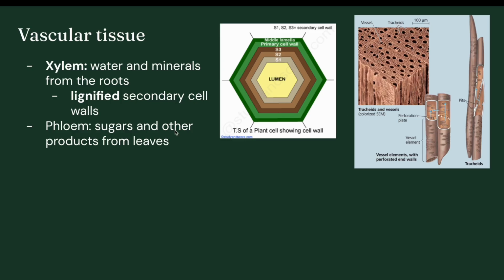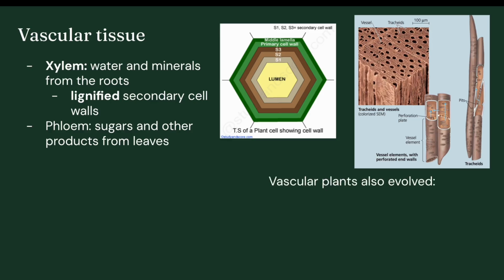Phloem, on the other hand, their cells are not dead, although they are still kind of hollow, and they are also not lignified. Phloem is the conducting tissue that transports sugars and other photosynthetic products from the leaves to the rest of the plants, because not all parts of the plant undergo photosynthesis. Phloem is also kind of known as an information superhighway because things like hormones, chemical messengers, and even plant viruses all are transported via the phloem. So that's vascular tissue in a nutshell.